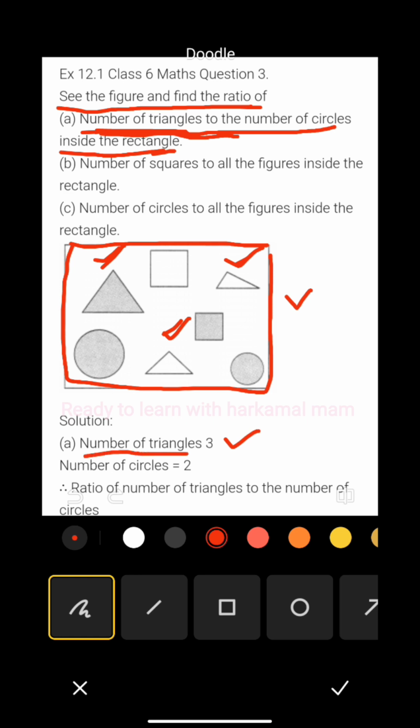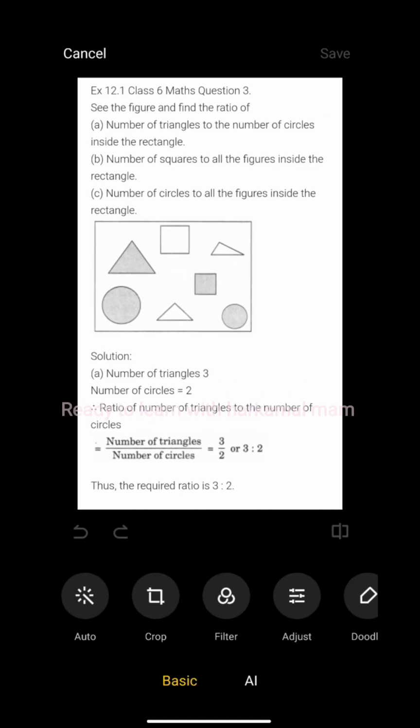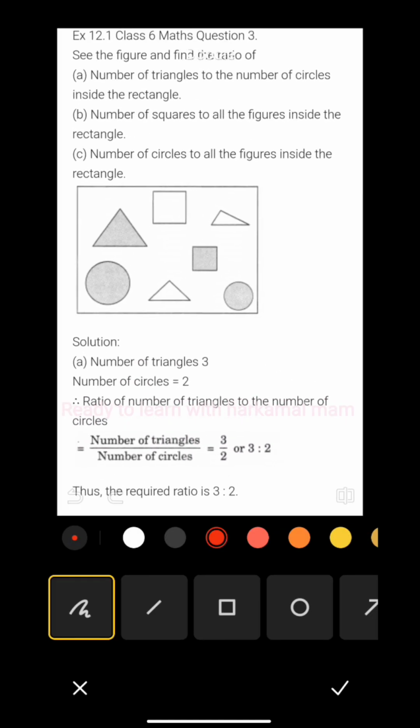So next we have to check the circles. How many circles are there? So the number of circles is equal to how many? 1 and 2, right? So there are 2 circles. So what do we have to find? We have to find the ratio of the number of triangles to the number of circles, which is equal to the number of triangles divided by the number of circles. How many triangles are there? 3, and the number of circles is 2. 3 divided by 2, we get the ratio 3:2, right?